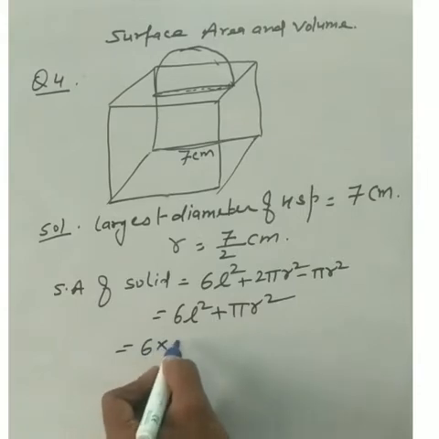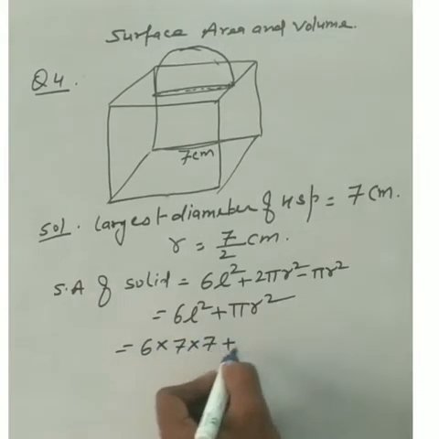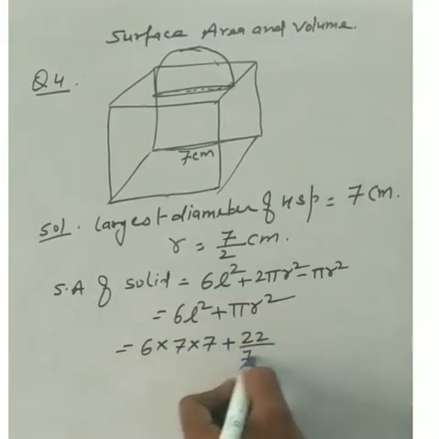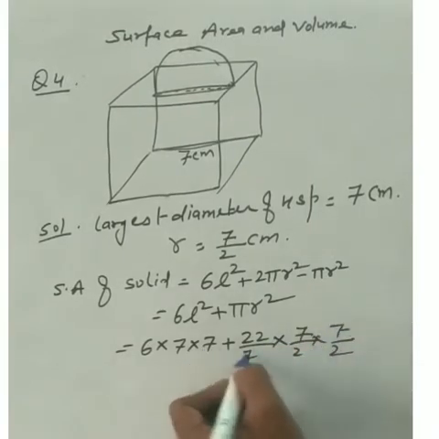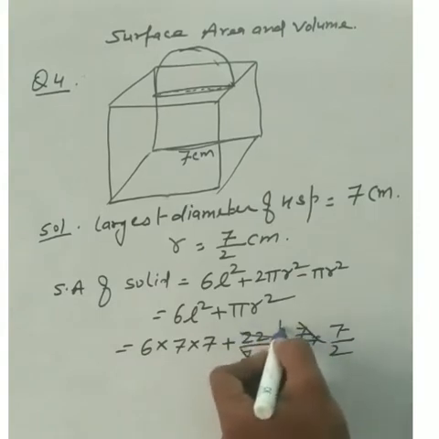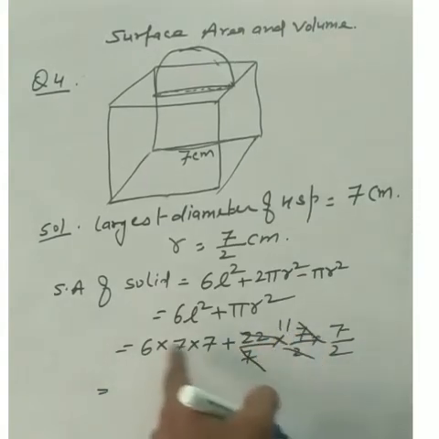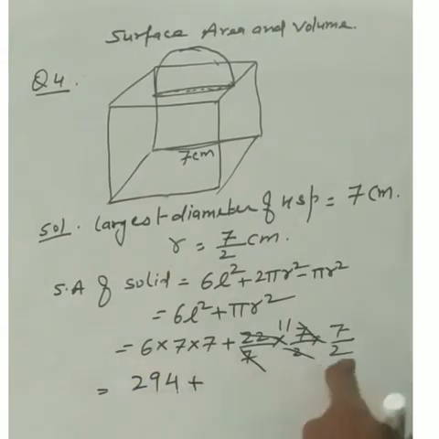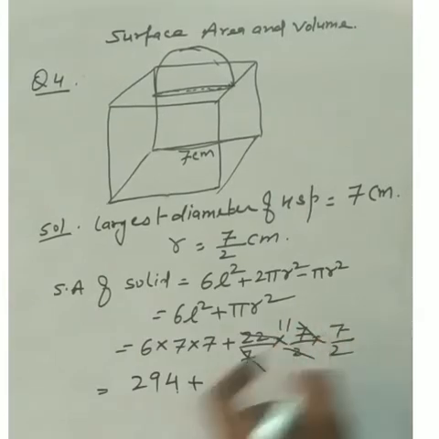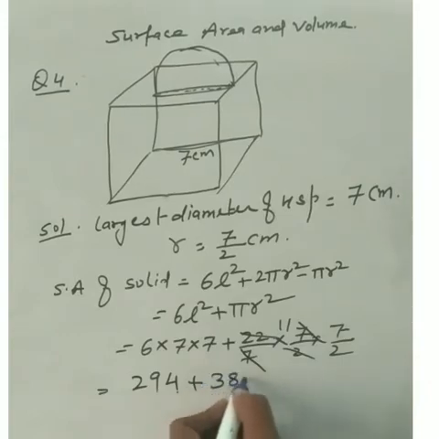Now L is 7 into 7. Pi is 22/7. r is 7 by 2 into 7 by 2. 7 and 7 cancel, 2 cancel. 49, 49 into 6, 294 plus 11 into 7, 77. 77 upon 2, 38.5.